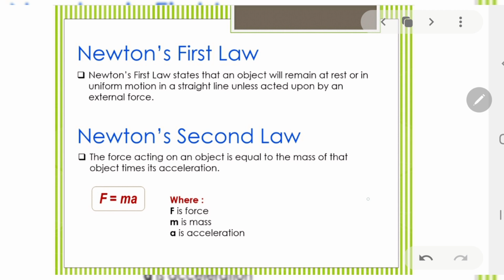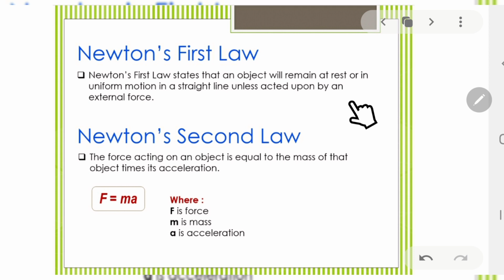So next you will learn about Newton's first law and Newton's second law. So what is Newton's first law? Newton's first law states that an object will remain at rest or in uniform motion in a straight line unless acted upon by an external force. Okay, for example, bila kamu main bola, kamu tendang bola, bola itu akan bergerak, akan kekal bergerak, melainkan ada tindakan daya daripada yang lain yang menghentikan pergerakan bola tersebut. Itu contoh bagi Newton's first law.